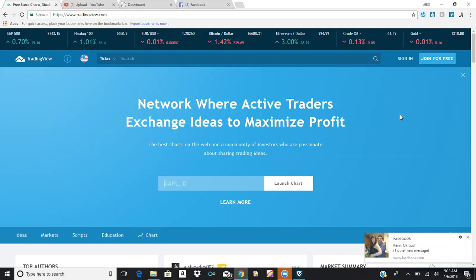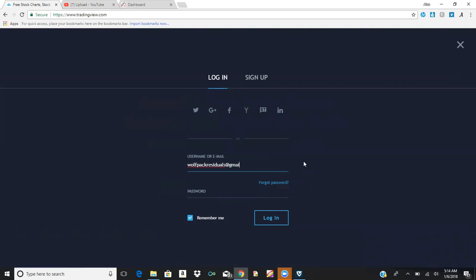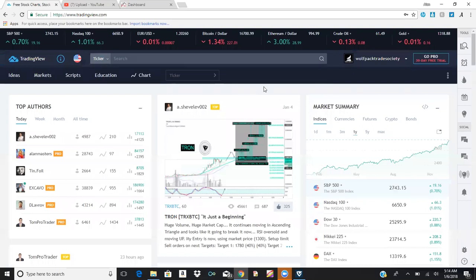So first thing that I want you to do is go to tradingview.com. Now, this is what I personally use to mark up my charts. So go ahead. If you have not created an account, you can join for free, but I'm going to go ahead and sign in. Cool. Now, once you're in, simply just go to chart. It's going to take you to the charts, right?